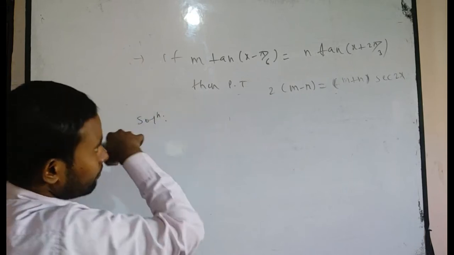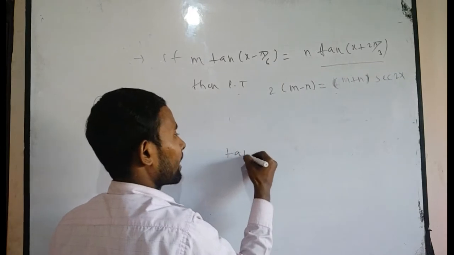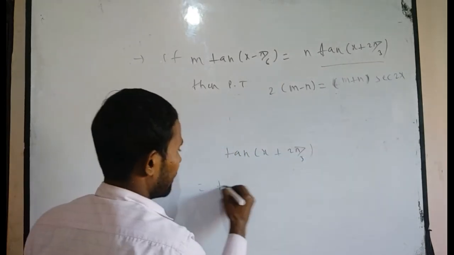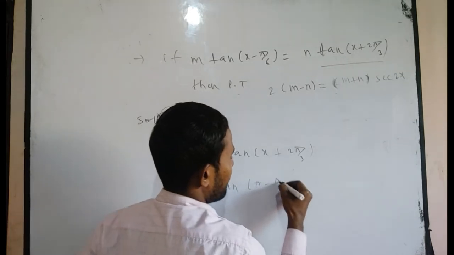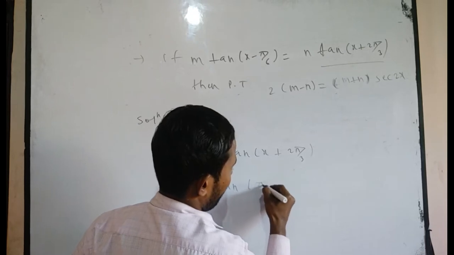Solution. Firstly, you have to convert it into its simplest form. It is given that tan of x plus 2 pi by 3 can be written as tan of pi minus pi by 3 plus x, that means pi.